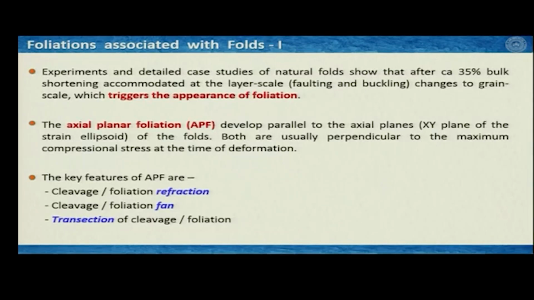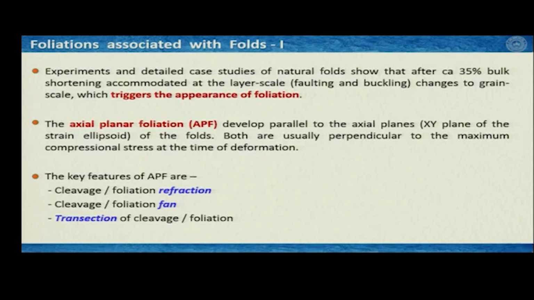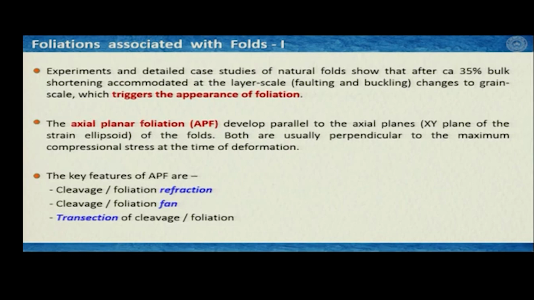Now, we will look at, after the transposed foliations, the most important part of studying foliation: the foliation associated with folds. I have drawn a few sketches, and you have also seen that folds are mostly associated with foliations or vice versa. Experiments and detailed case studies of natural folds show that after about 30% of the bulk shortening is accommodated at the layer scale, that means you are shortening the layer by 30%, it changes the grain orientation, and then it triggers the appearance of foliation. So, you need at least close to 35% or more bulk shortening to develop the fold-induced foliation.